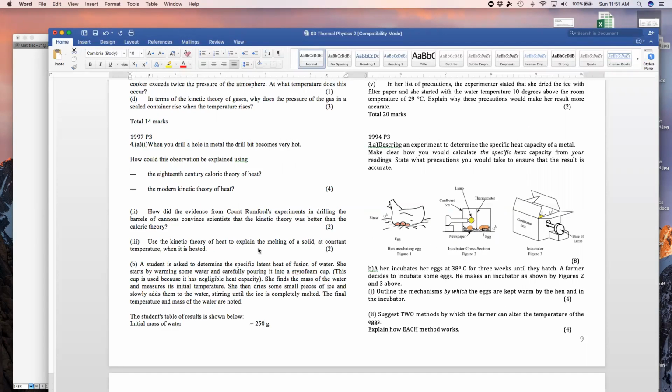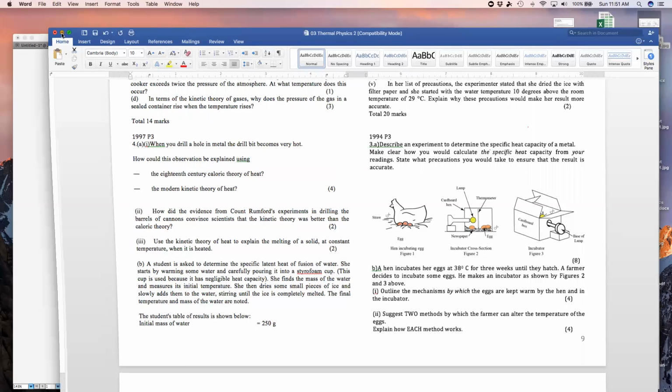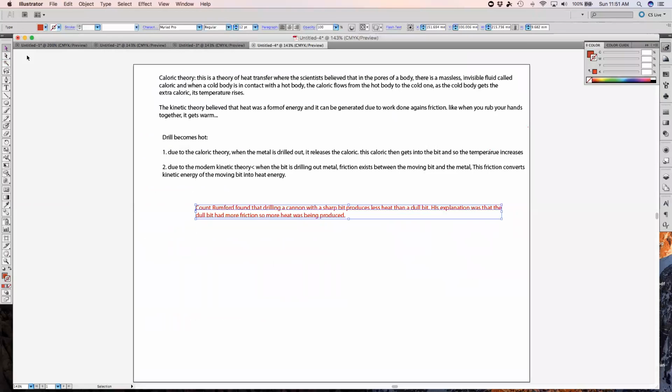Right. Use the kinetic theory to explain the melting of a solid at constant temperature, even though it's heated. And why is it that a solid remains at constant temperature when it is changing state, when it is melting? And the reason is, when the melting point is reached, the heat supplied to the solid is used to do what? Anybody? Sure? Come on, type it. Heat transferred to the solid is used to do what?